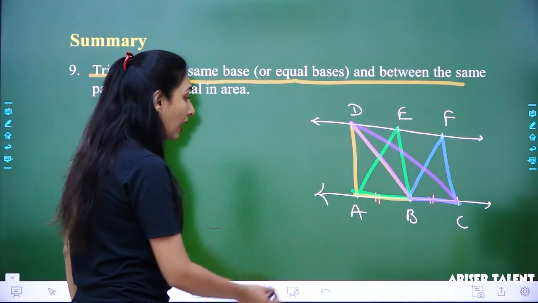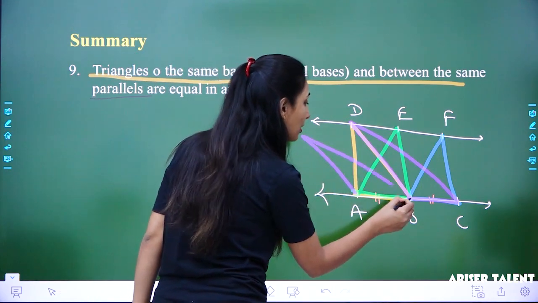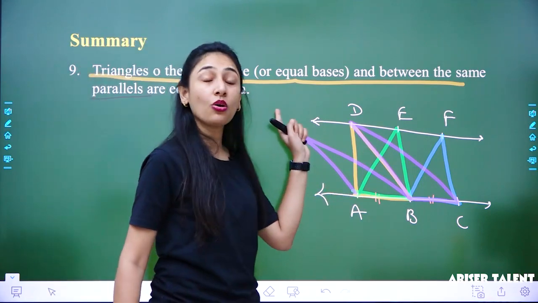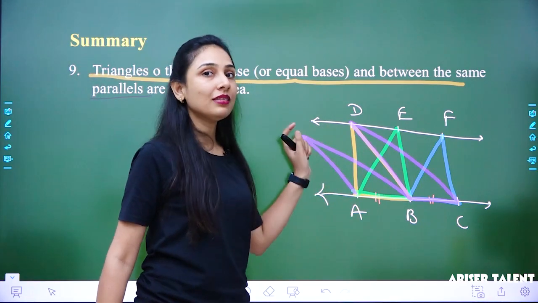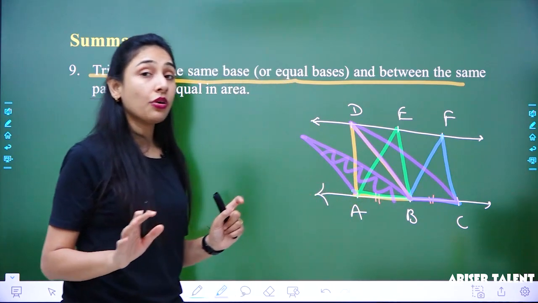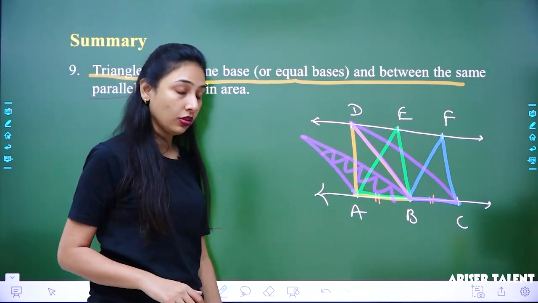But if I draw a triangle like that, the vertex is not here on the parallel, so these are on the same base but not between the same parallels. That means we have triangles that need not have equal areas.